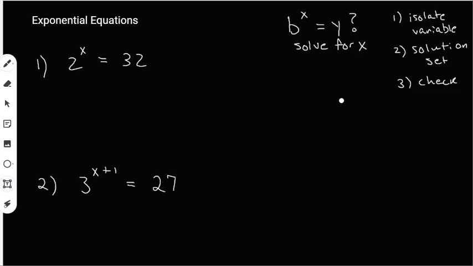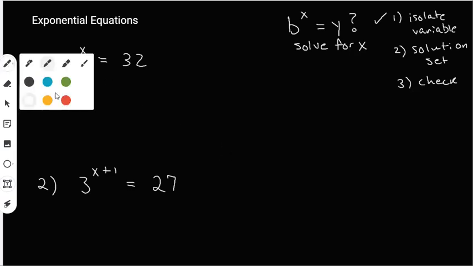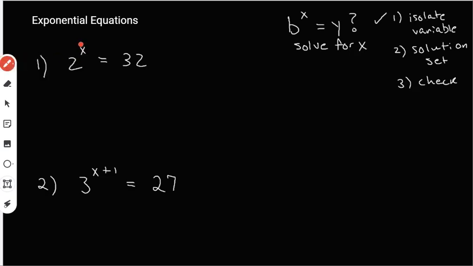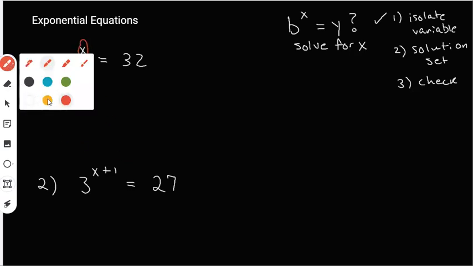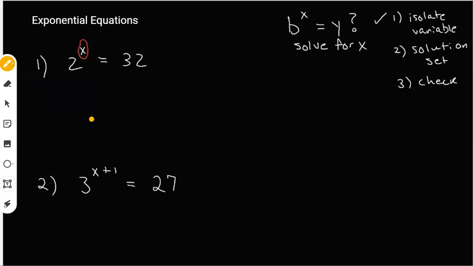So the first step that we have to do is isolate the variable. We have to make sure that we can get x by itself. For this first one, I have 2 raised to the x power. I need to get this x by itself and get rid of the 2 that it's underneath. Well, how do I do that? I'm going to do the opposite of an exponential expression. I'm going to do a logarithmic expression.